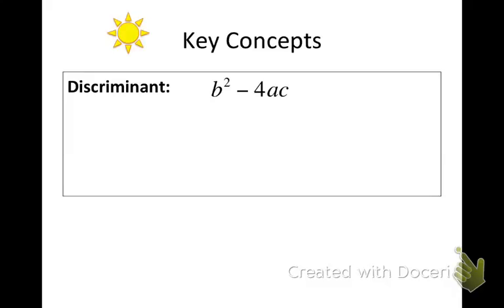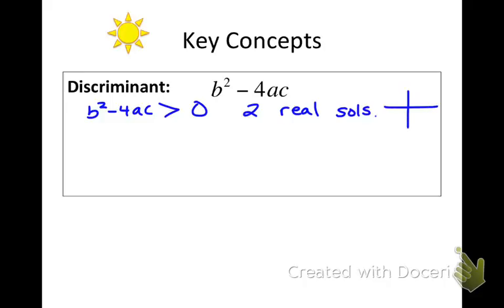Go ahead. So if the discriminant is positive, so if b squared minus 4ac is a positive number, what type of solutions are we going to have? Two real solutions. What does that look like graphically? Two x-intercepts. Good.